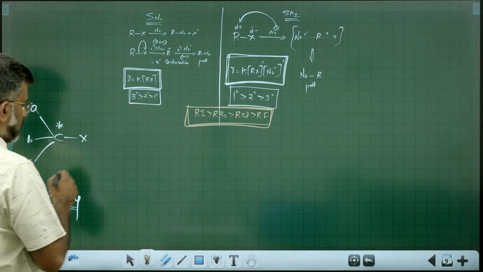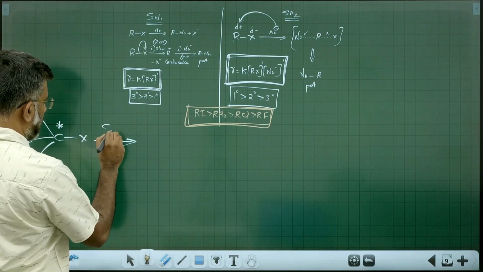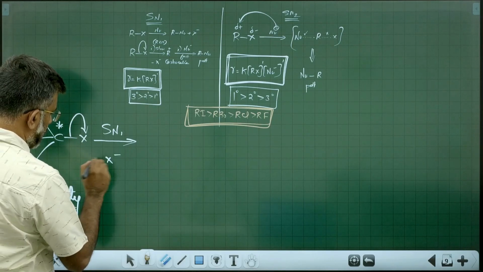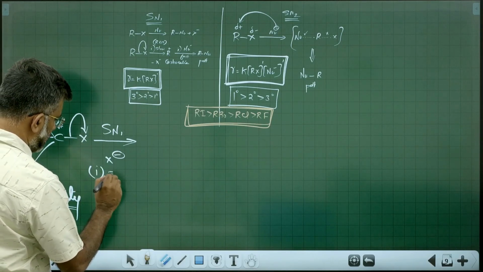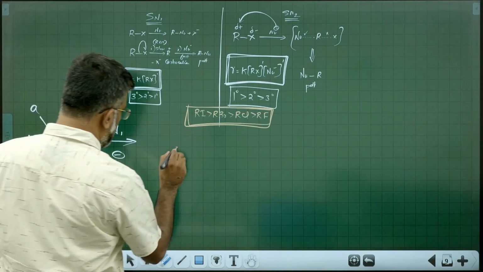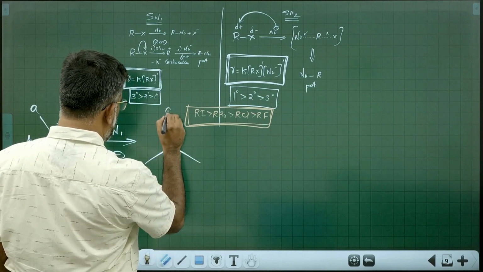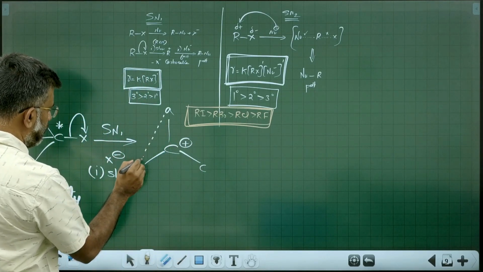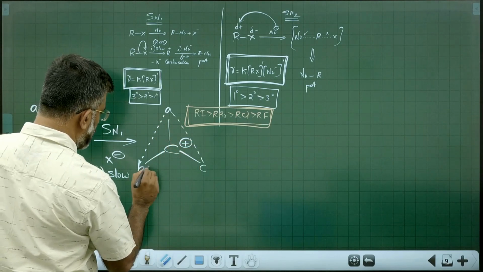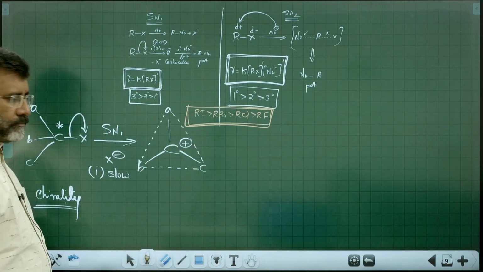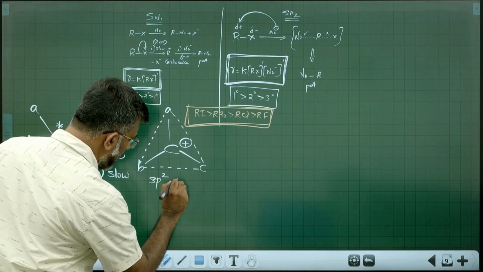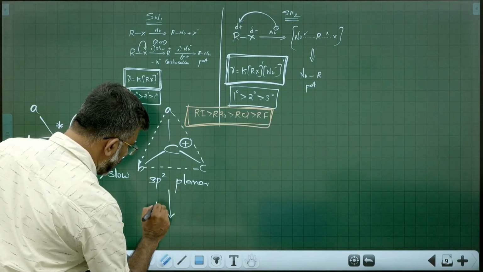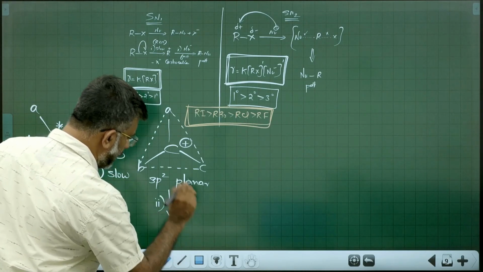Now imagine this molecule undergoes the SN1 mechanism. What's happening is the halogen is breaking and leaves as X minus. That is the first step, which is the slowest step and the rate determining step. And you get the carbocation ABC, which is an sp2 hybridized planar system. And now this is attacked by a nucleophile. The second step is a fast reaction, the attack of the nucleophile.